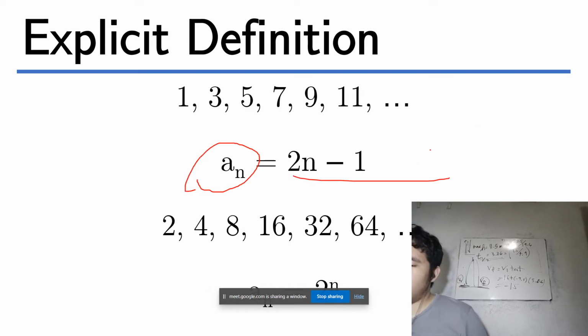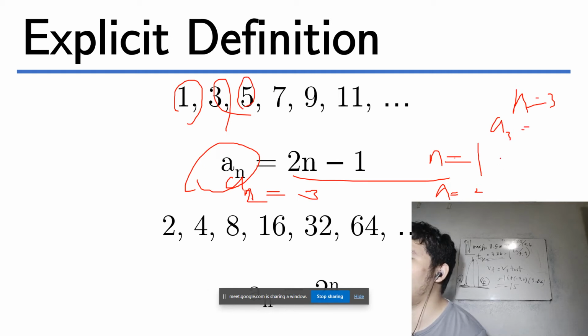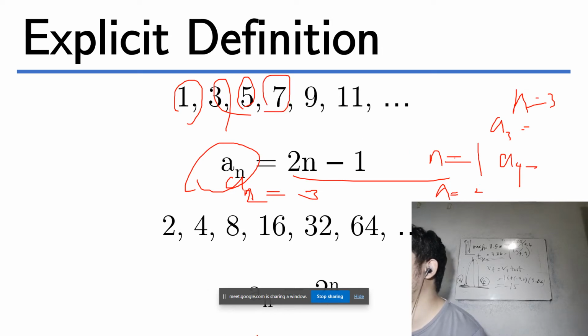Example, pag n equals 1, sabi natin natural numbers, di ba? N equals 1, edi 1. N equals 2, a sub 2, which is the second term, equals 3. Pag n equals 3, which is the third term, a sub 3, equals 6 minus 1, 5. A sub 4, which is the fourth term of the sequence, equals 2 times 4 minus 1, 7. And so on and so forth.